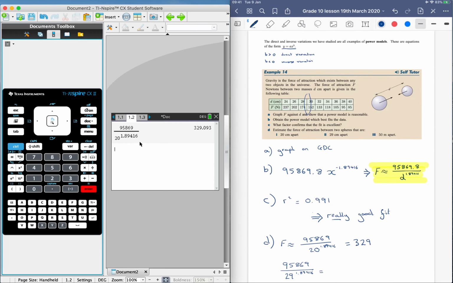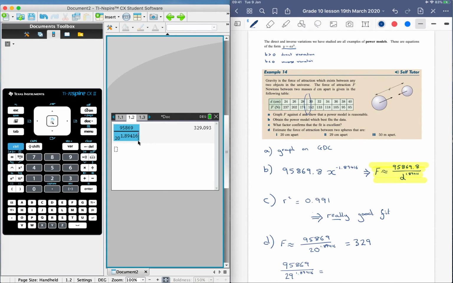This should be quite quick for me because I can copy and paste. You can do this on your handheld GDC, worth looking that up if you've not done it before. So now instead of 20, I've got 29, and I get 162, which is between these two values and is between these two values. So I feel really confident that my model is correct. I'm getting something that I should be getting out of this. So that equals 162.8. I'm going to round it to 3 significant figures, so 163.